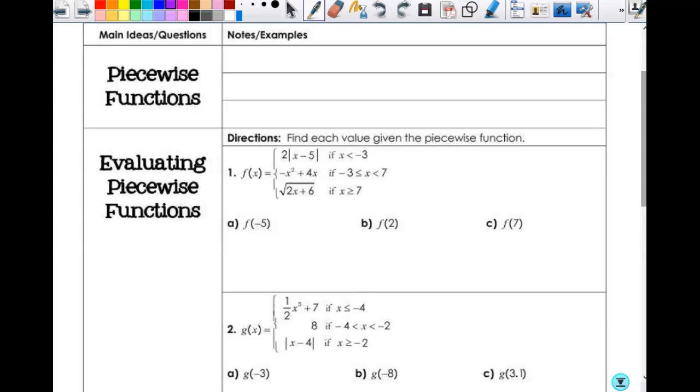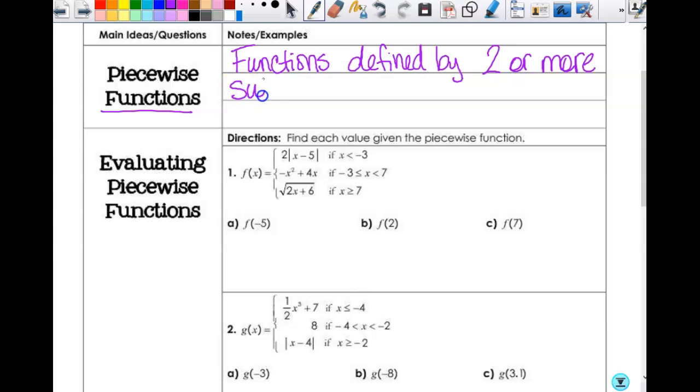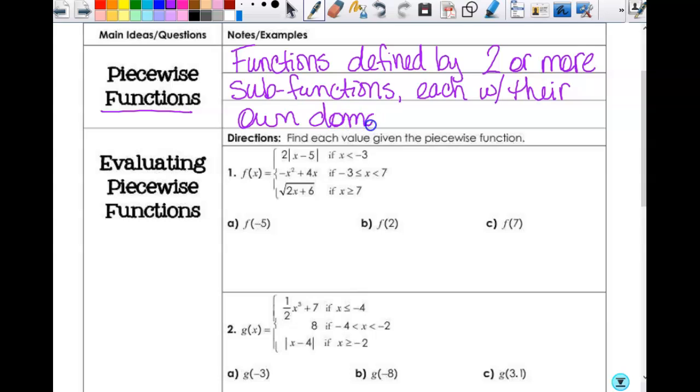Exactly. So it's just like it sounds. It's a graph with different pieces, right? And they don't overlap because they are functions. This is important, right? Functions. So these are functions defined by two or more subfunctions, each with their own domain.